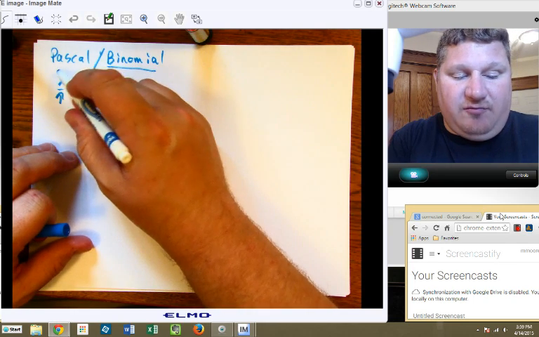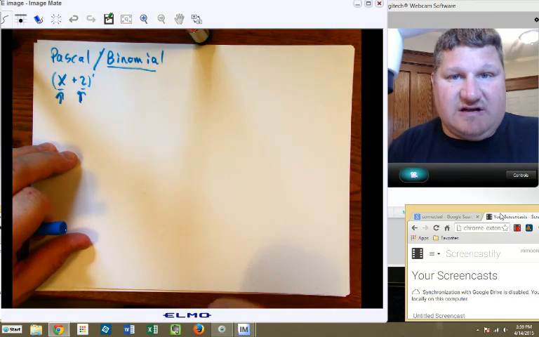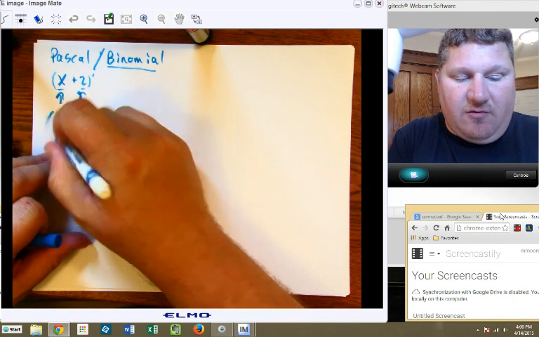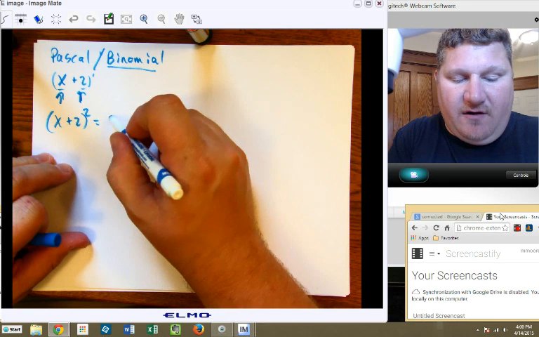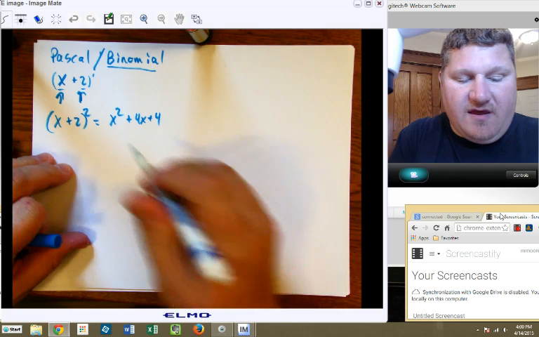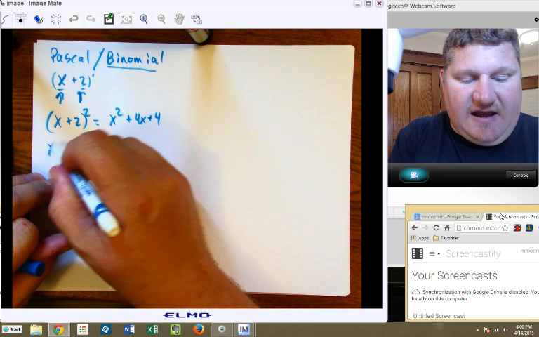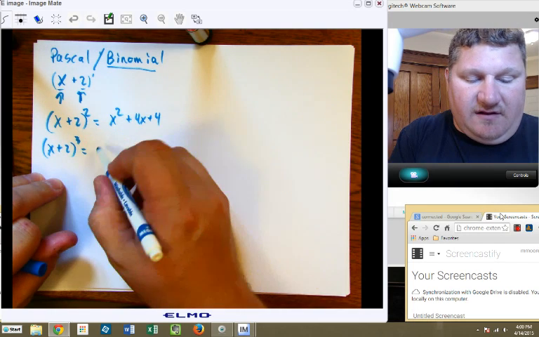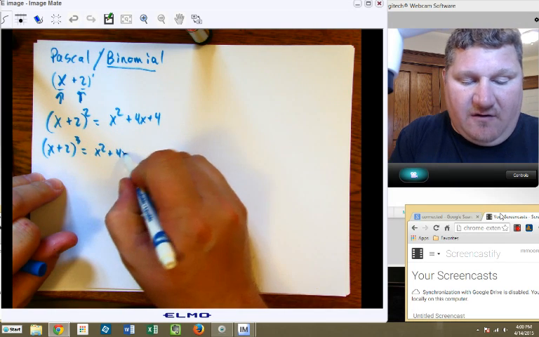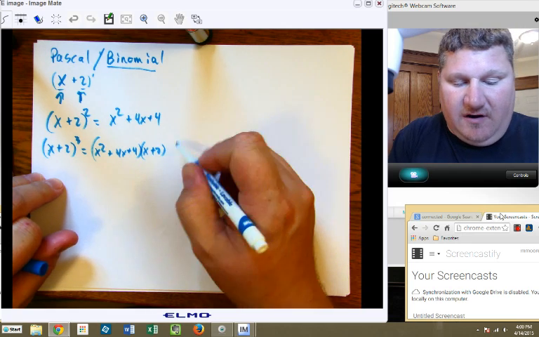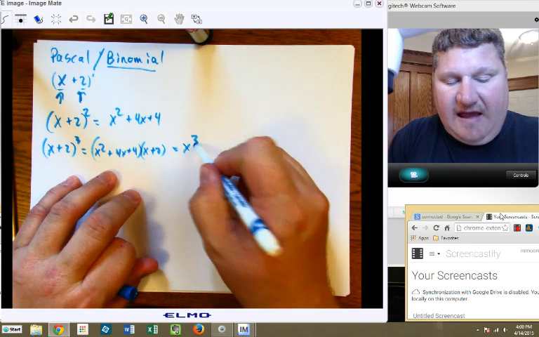Now, if I just have x plus 2 and that's all raised to the first, that's no big deal. But as soon as I start dealing with x plus 2, the quantity squared, well, now I need to FOIL that out, and that becomes x squared plus 4x plus 4. And then I start taking a look at x plus 2 cubed. Well, that's really going to end up being x squared plus 4x plus 4 times another x plus 2. So I end up with x cubed.